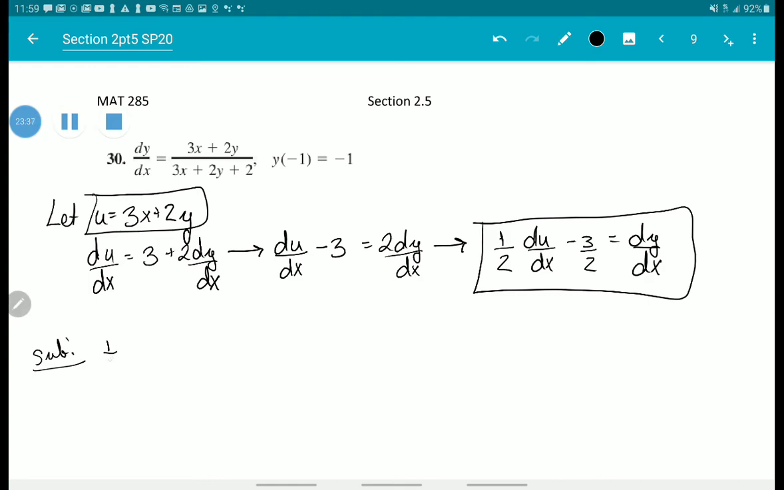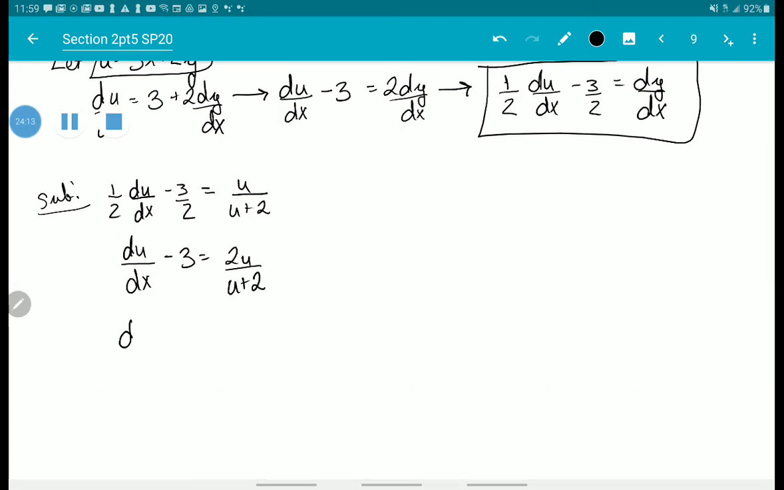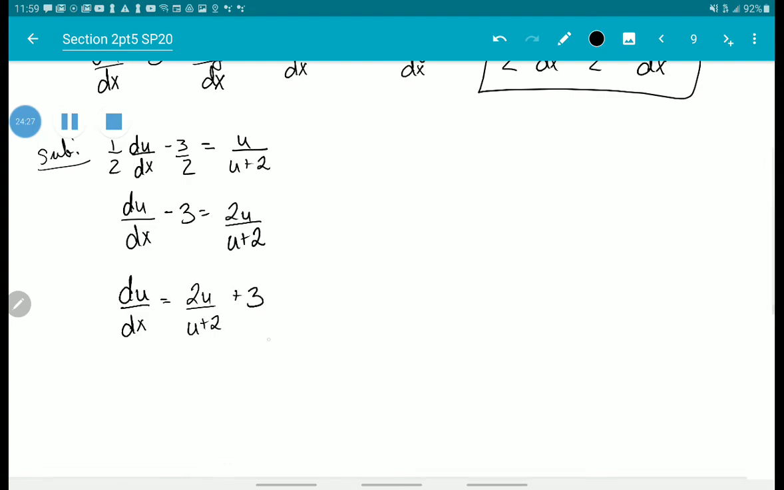So substituting in for dy over dx. So this is u over u plus 2. So remember the goal is going to be to separate variables here. So let's go through and multiply everything by 2. So we have that. Now let's combine like terms here. We really need to multiply this 3 by u plus 2 over u plus 2 just to get a common denominator. So when we do that, we're going to have 2u plus 3u is 5u plus 6 over u plus 2.